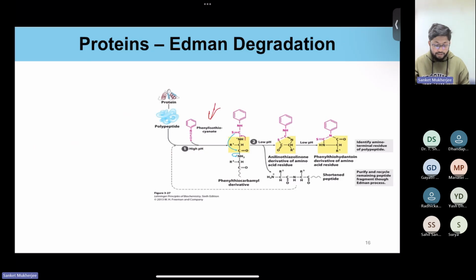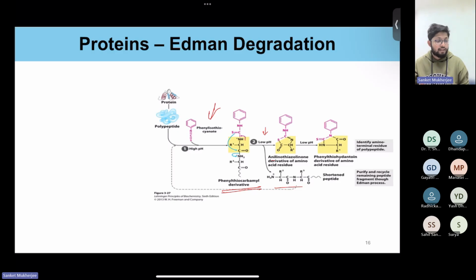So phenyl isothiocyanate is used. It reacts with the terminal amino acid to form a phenylthiocarbamoyl derivative, as you can see. Under acidic condition, in a low pH, the terminal amino acid is cleaved from the main chain as a thiazolinone derivative. As you can see, this is the anilinothiazolinone derivative. It is cleaved under acidic condition. This thiazolinone derivative is extracted into the organic solvent.